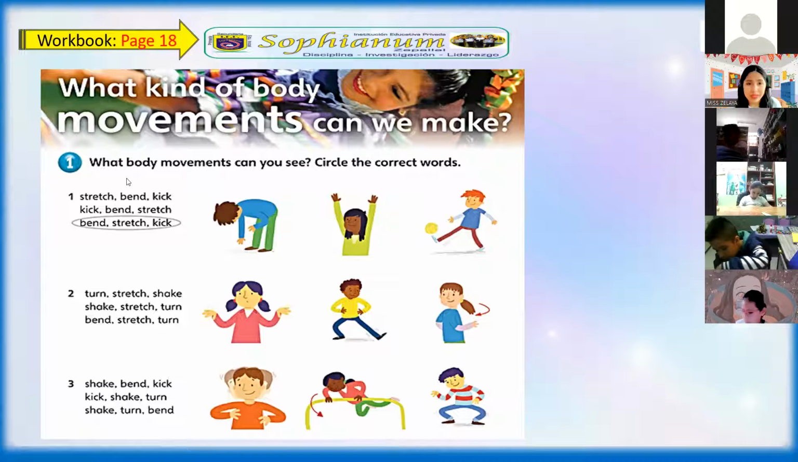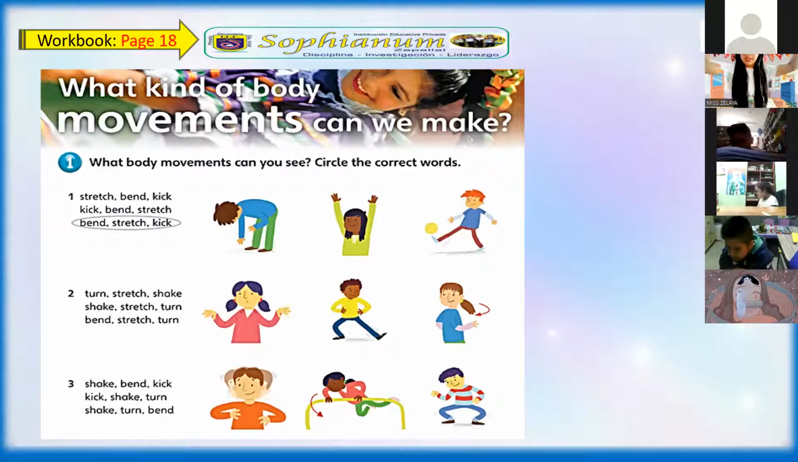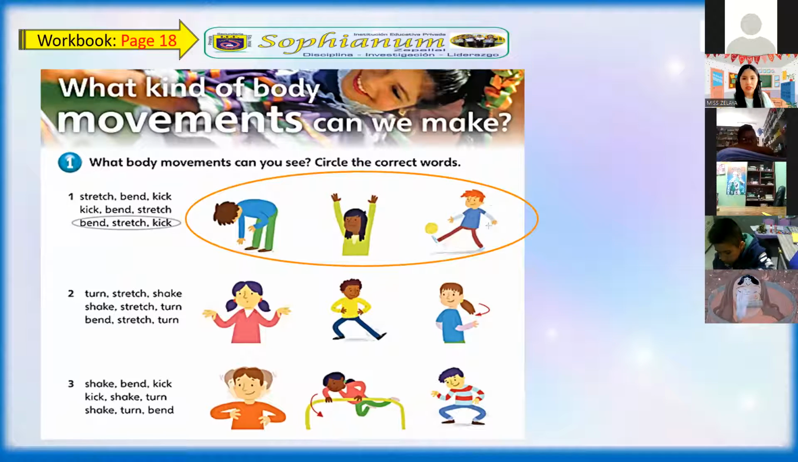In number one it says, what body movements can we see? Circle the correct words. For example, in number one, the boy is like this, is bent, okay, bent. The girl is like this, and the other boy, the third boy, is doing this, kick.